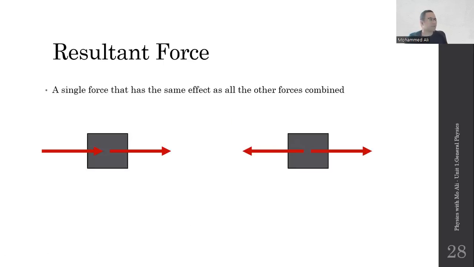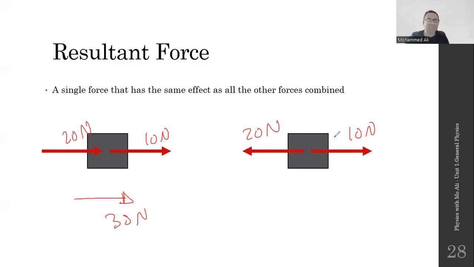Next, how do you calculate resultant force? Simple. If two forces are in the same direction, 10 newtons and 20 newtons, their combined force, or the resultant force, is 30 newtons. If the forces are in opposite directions, so 10 newtons and 20 newtons to the left, you don't add them, you subtract them.